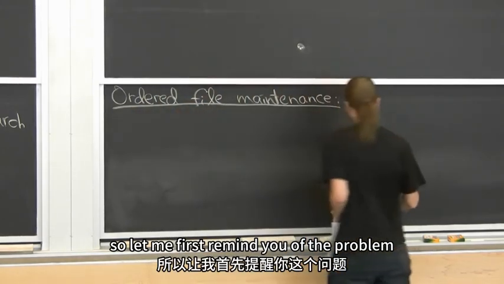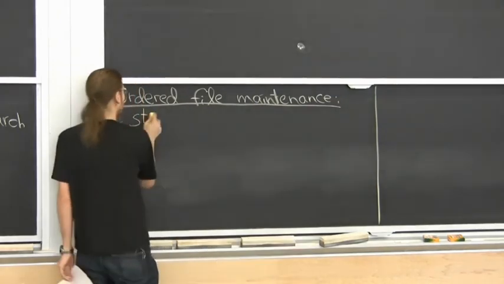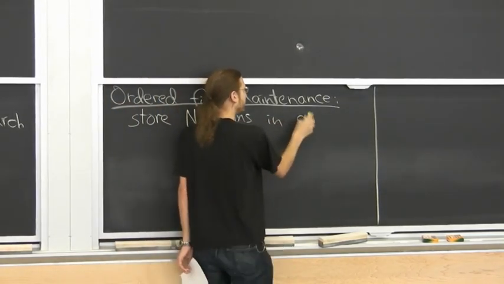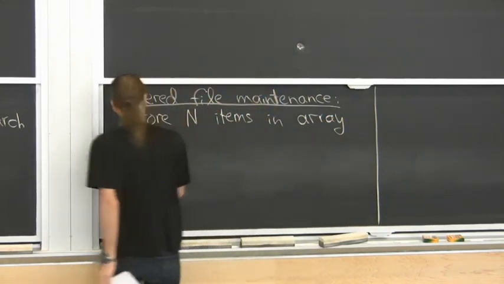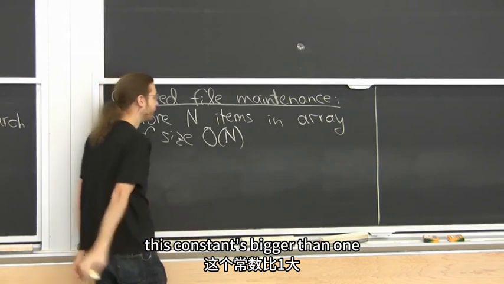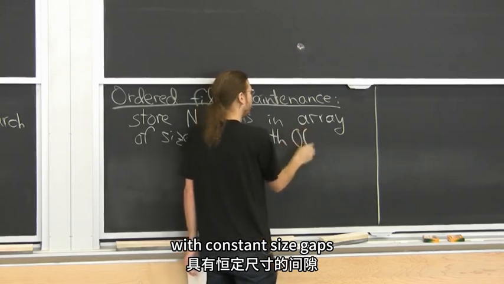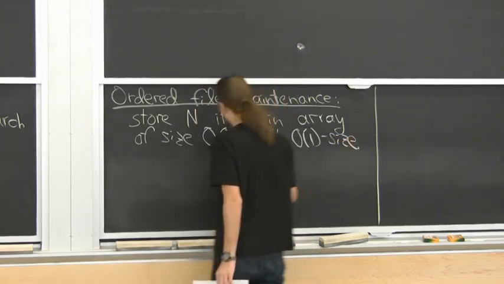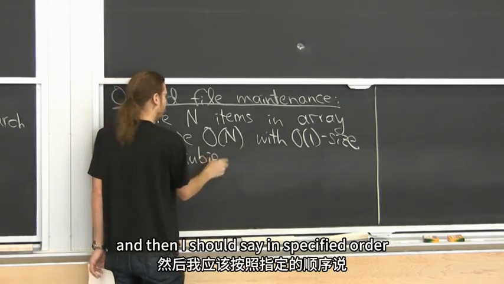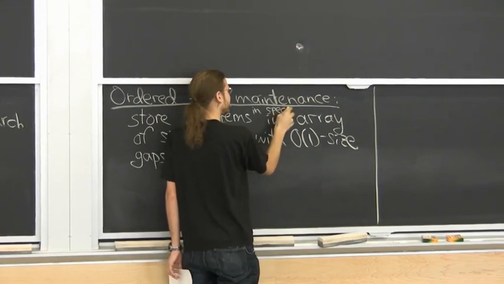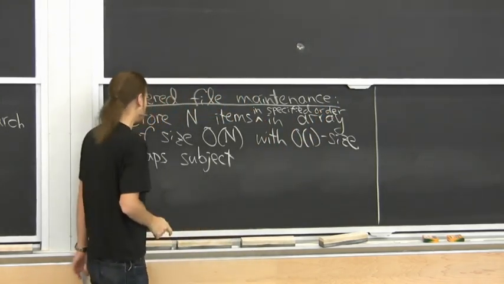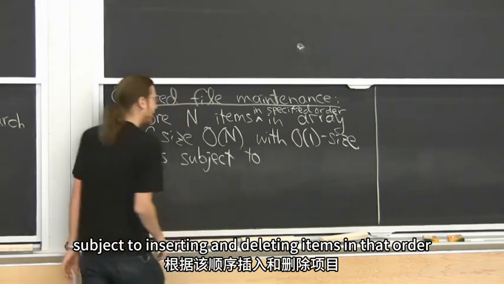So let me first remind you of the problem. We want to store n items in a file, which you can think of as an array of size order n, where the constant is bigger than 1, with constant size gaps. And then I should say in a specified order, subject to inserting and deleting items in that order.